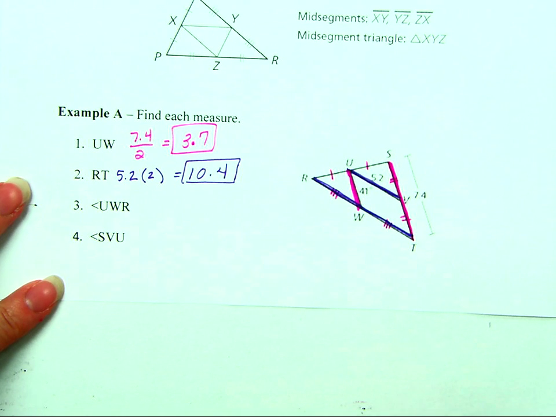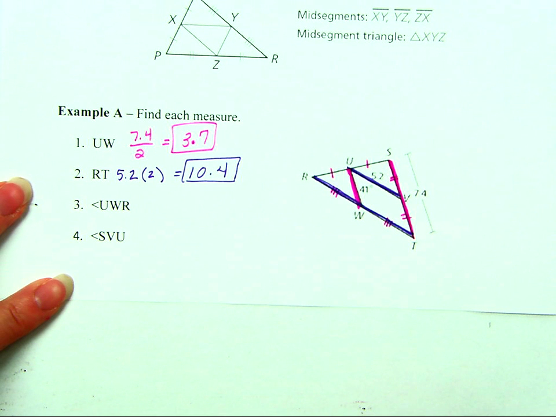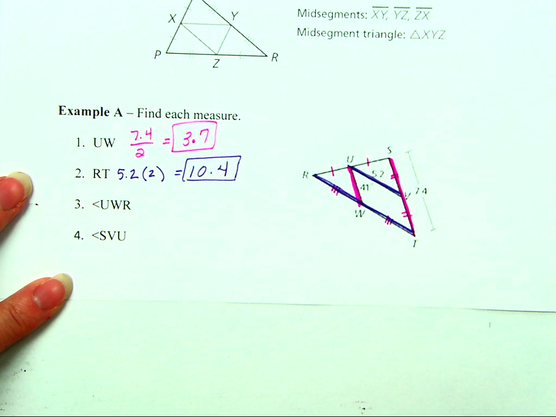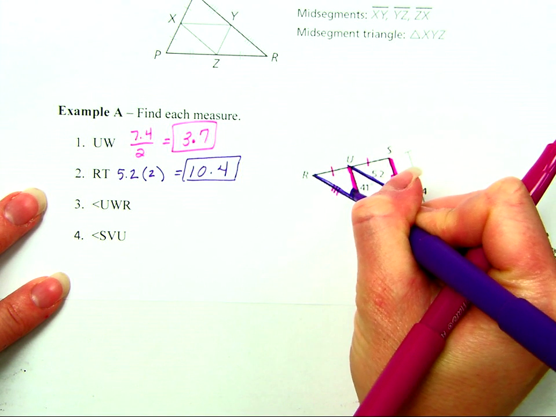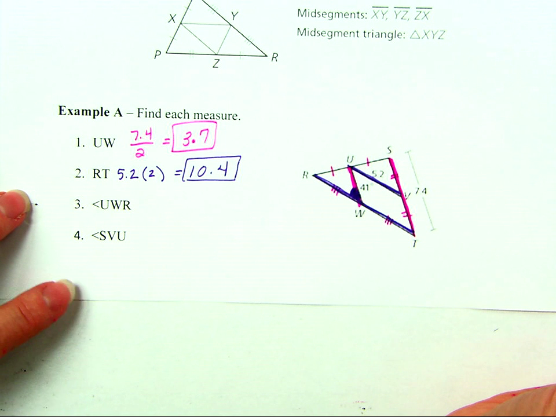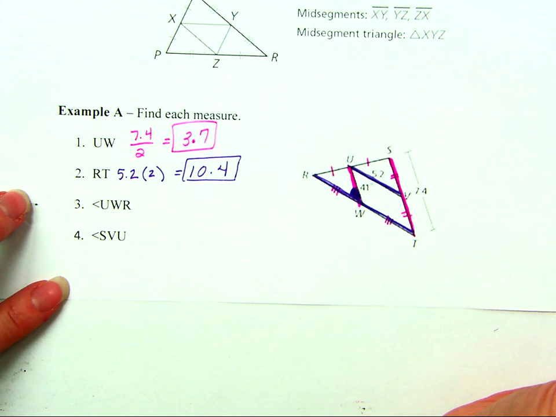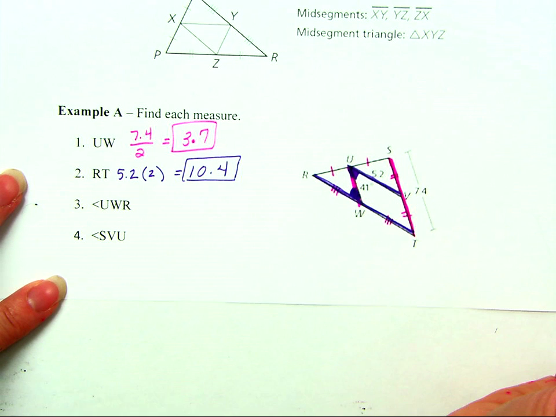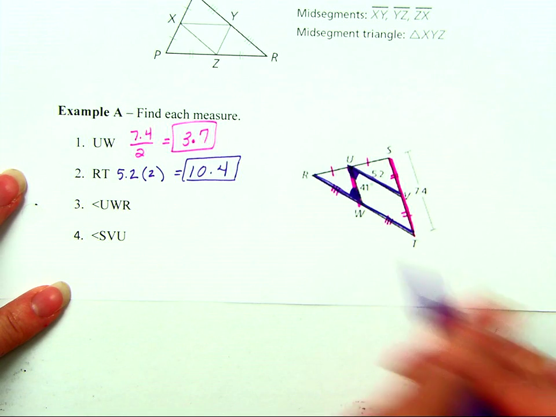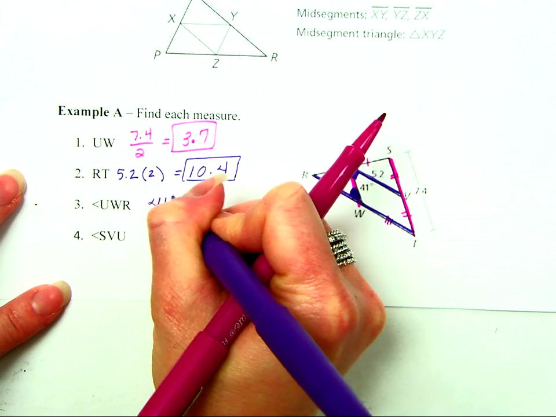Finding my angle measures, number 3 is wanting the measure of angle UWR. UWR is this angle right in here. Well, you remember that my midsegment is parallel to a side of my triangle. So we're actually going to have some angle pairs here. UWR is actually going to be alternate interior with this angle here, which they have marked as 41 degrees. Which would mean that if we have parallel lines, angle UWR would also be 41 degrees.